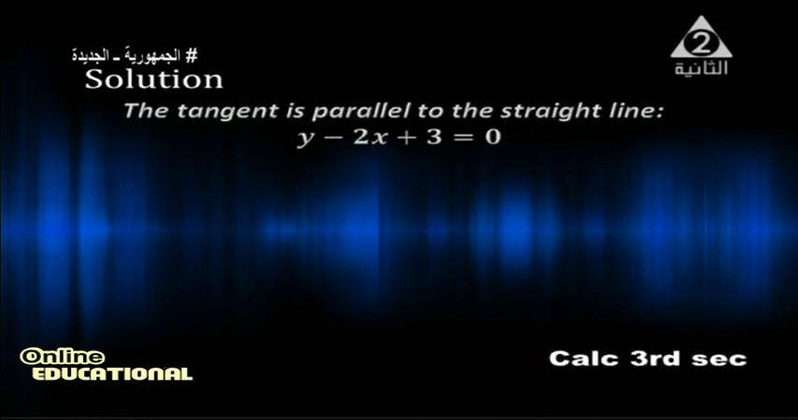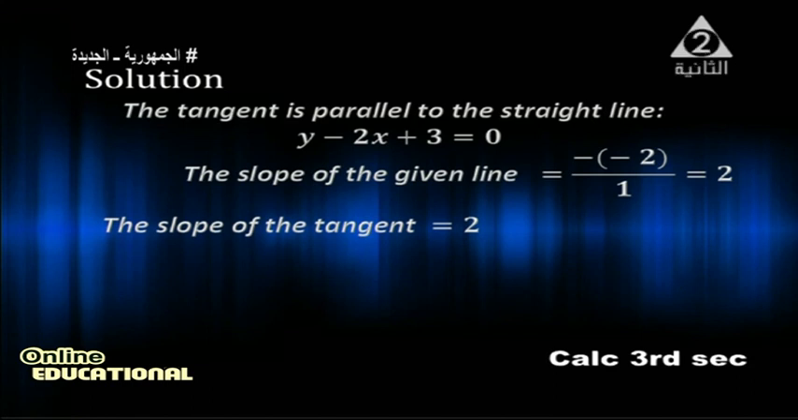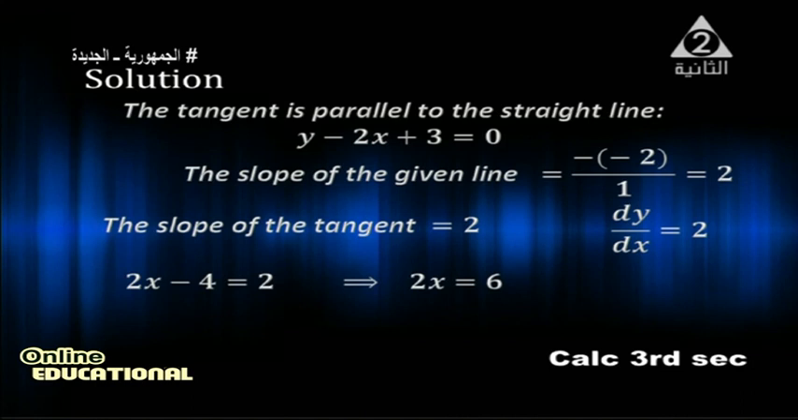Now the second requirement. The tangent is parallel to the straight line y minus 2x plus 3 equals 0. We know that the slope of the straight line equals negative the coefficient of x over the coefficient of y. Then the slope of this line is negative 2, the coefficient of x, over 1, the coefficient of y. Then the slope equals negative 2 over negative 1, which equals 2. And the slope of the tangent equals 2x minus 4 at any point. Then 2x minus 4 equals 2, so 2x equals 2 plus 4 equals 6. Then the x coordinate of the point of tangency equals 3.